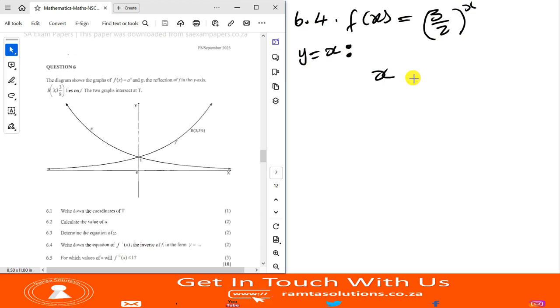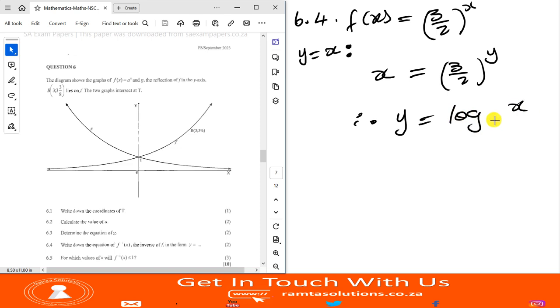So where you put y, you put x, and where you put x, you put y. So what do we say? We therefore take log on both sides. We'll have y equals log x base 3 over 2. Okay? Log x base 3 over 2. We are done. This is your inverse. So the inverse of f is basically that. I can also write it like that: log x base 3 over 2. Okay? Perfect.